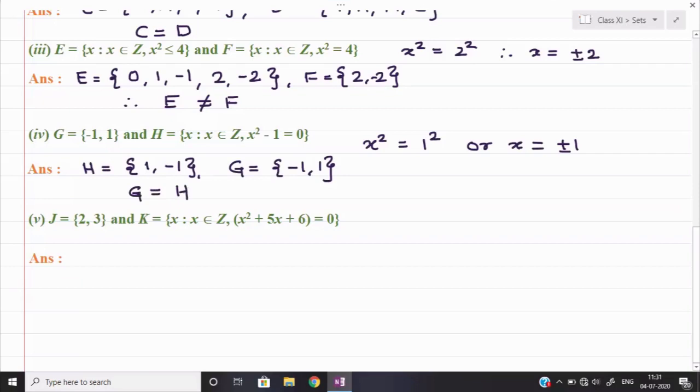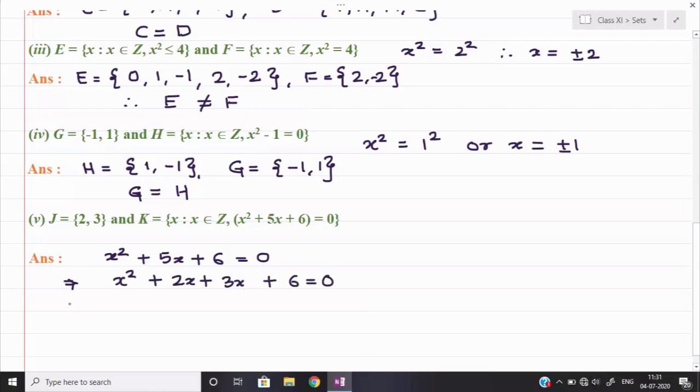Last part, what they are saying: J is given to us, okay, and in the set K we have been given one equation, x square plus 5x plus 6 is equal to 0. We need to find out the values of x from this equation and then we shall pick up only integer values out of that. So let me solve this equation. x square plus 5x plus 6 is equal to 0. Now I know that the multiplication should be 6 and the addition should be 5. So I am taking two factors here, 2x and 3x. Okay, then plus 6 will be as it is.